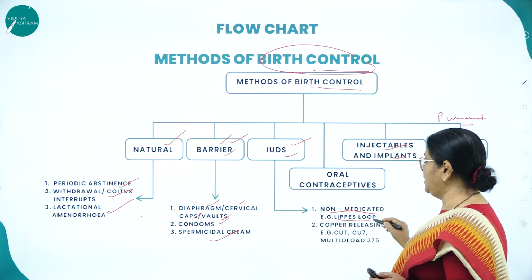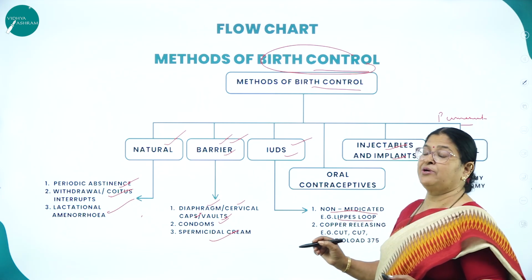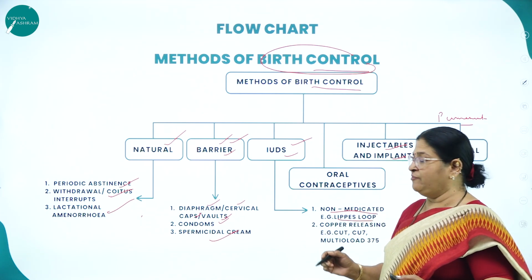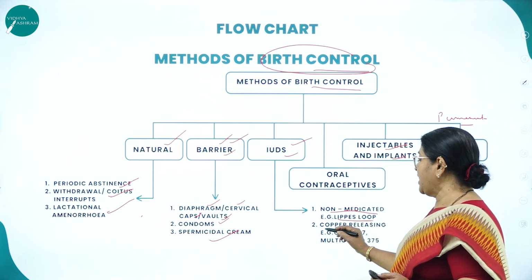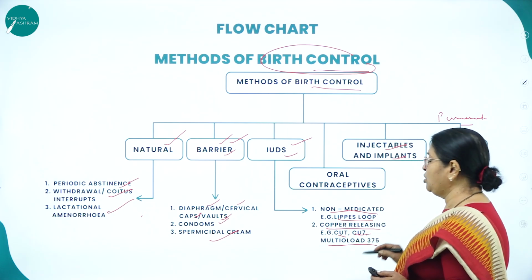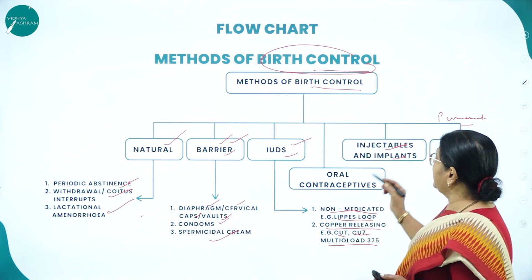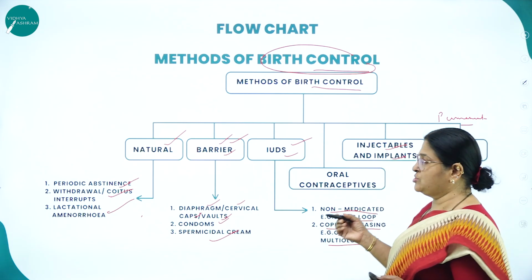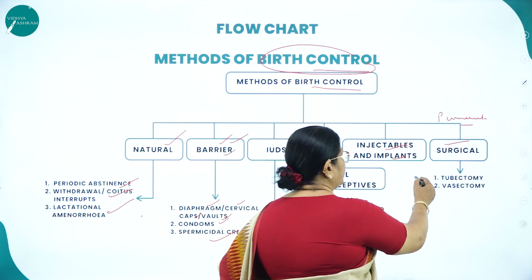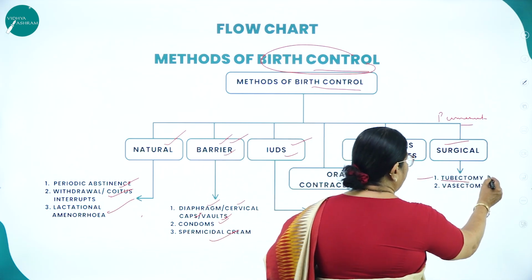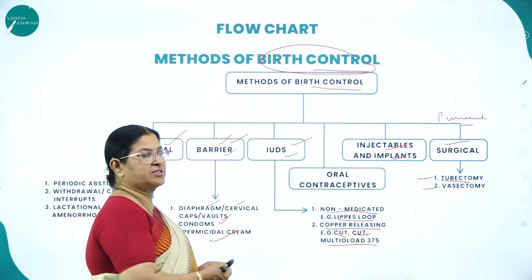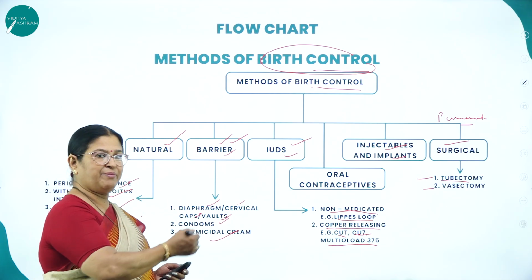For example, we have the Lippes loop. Very important point to be noted because in most of the question papers they ask, name the non-medicated IUD, and the answer is Lippes loop. Then we have copper releasing IUDs like copper T, copper 7 and multiload 375. And we have injectables and implants also. And the best and the safer method is the surgical method, that is tubectomy, which is conducted in females, and vasectomy, which is conducted in males. Anyhow, I am going to discuss all these methods in the coming slides.